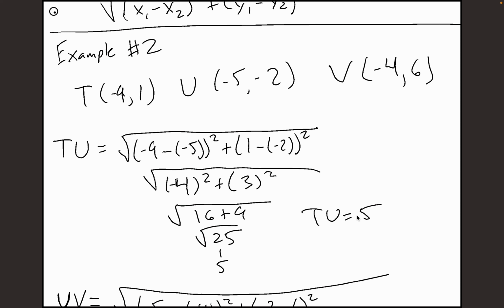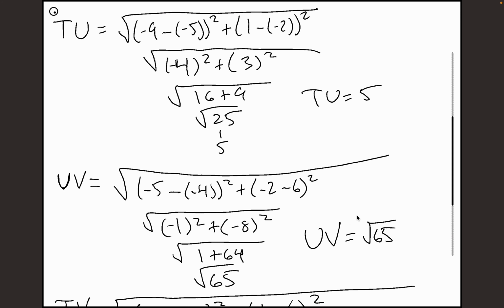Who can tell me what they got for UV? Someone else. Square root 65. Perfect. Alright, then finally TV. Who can tell me what they got? Yeah, Maddie? 5 square root 2.